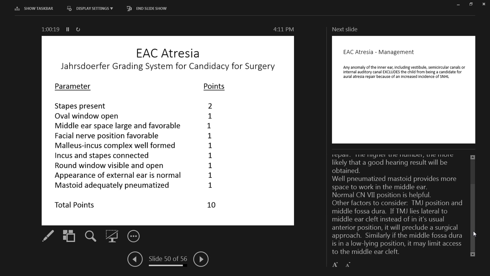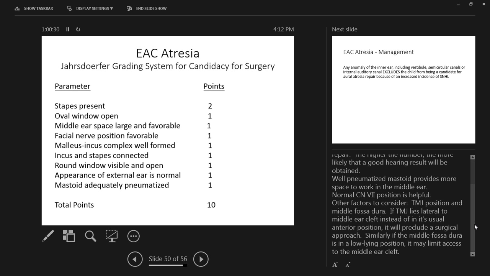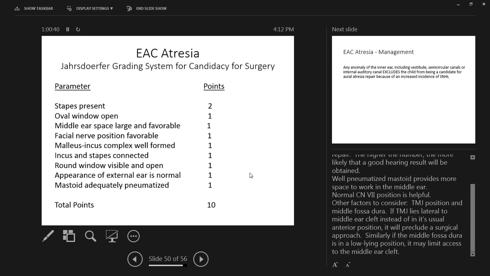Just looking at my notes here along the side. TMJ position is not part of one of these parameters on the Jahrsdoerfer grading system, but it is important. And depending on what's happening with that, it actually may mean that you have a good Jahrsdoerfer grading system score, but still not a surgical candidate. It may be that the separation between the middle ear and the brain, which actually can be a very thin layer of bone there, if there's a problem with that, in fact, you may not be a candidate for the ear canal opening, separate from the parameters of the ear canal atresia.